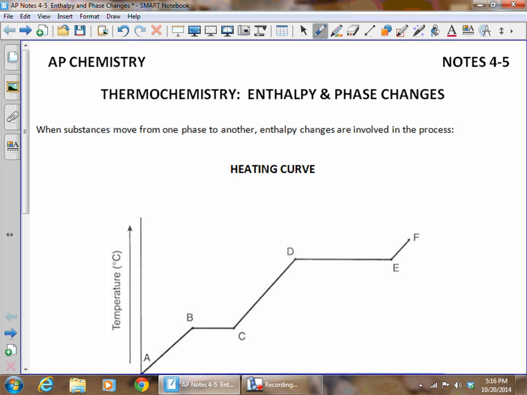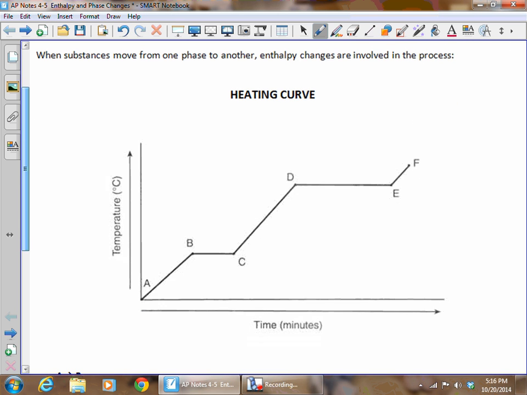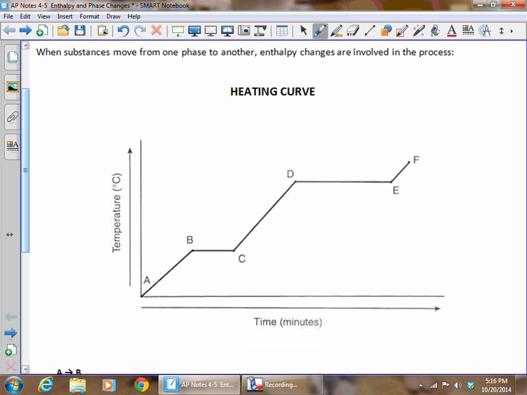Today we want to talk about enthalpy and phase changes. When we look at a heating curve like this, it shows substances moving from one state of matter to another, and enthalpy changes are always involved in the process. As we go in an increasing temperature direction this way, we've got certain processes occurring, and as we go in the opposite direction, we have other processes occurring.